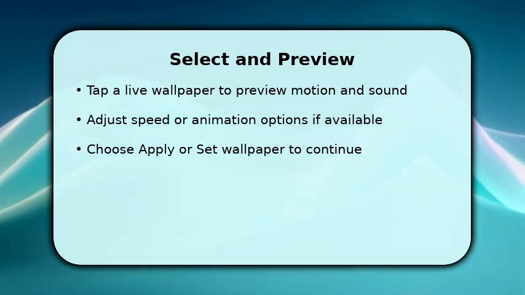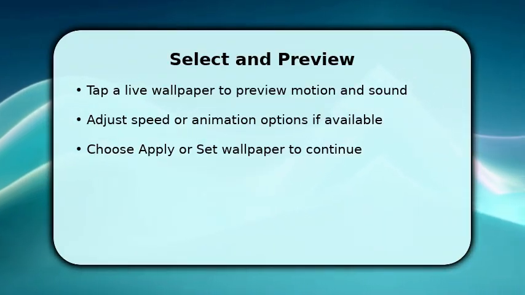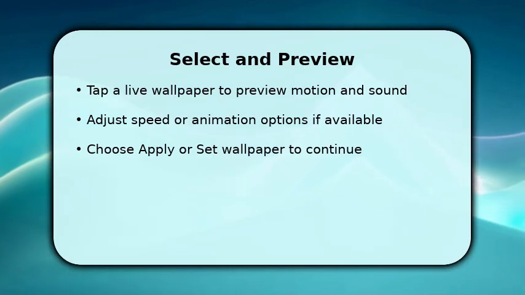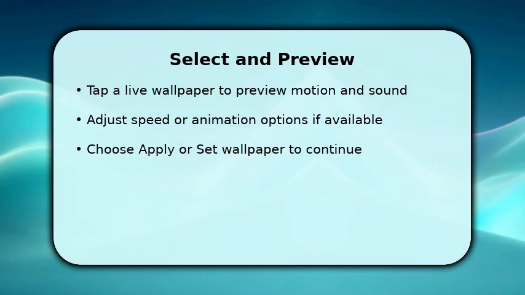Once satisfied, press Apply or Set Wallpaper, and the system will ask whether to set it on Home, Lock Screen, or both. Select Home Screen only if you want motion exclusively there. This confirms the choice and prepares the final step.